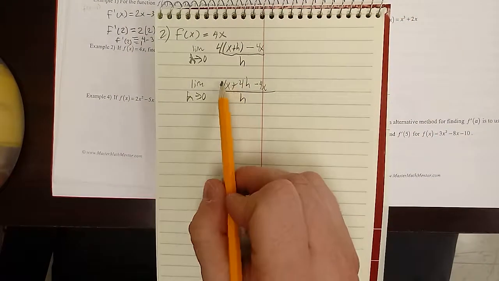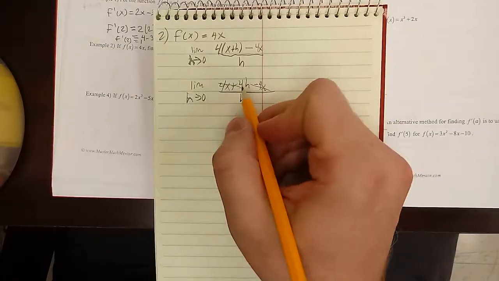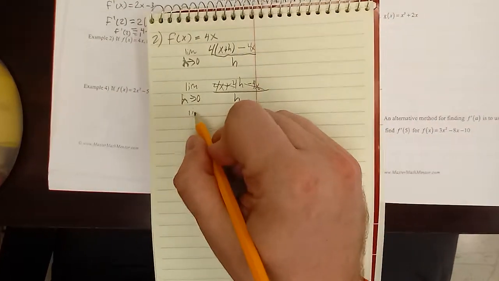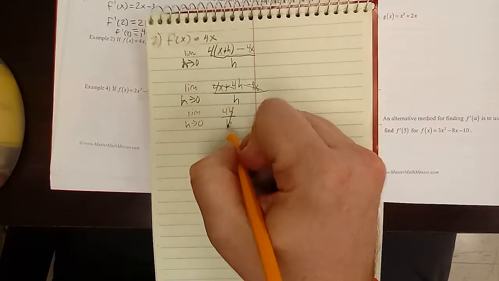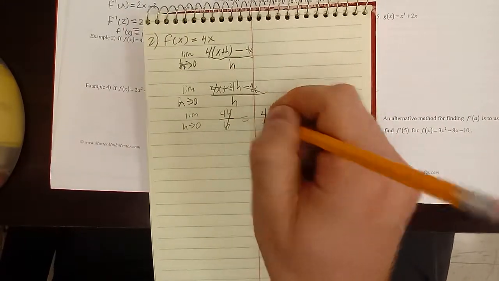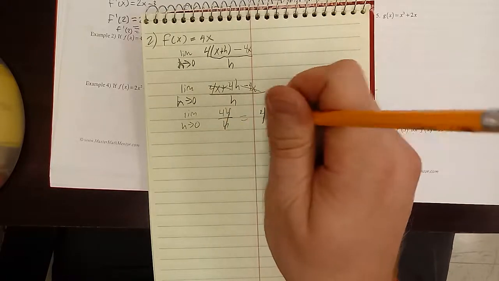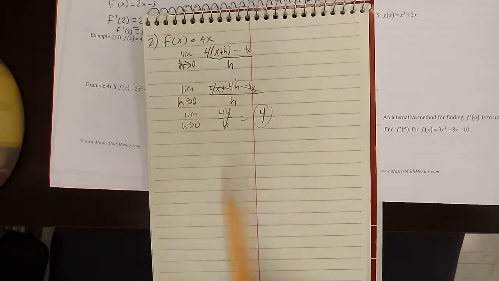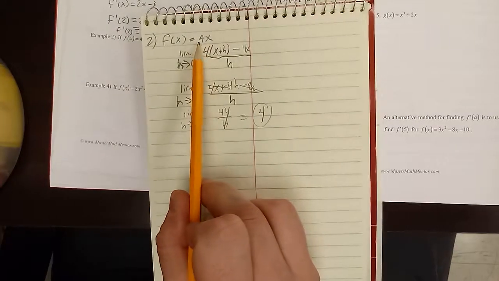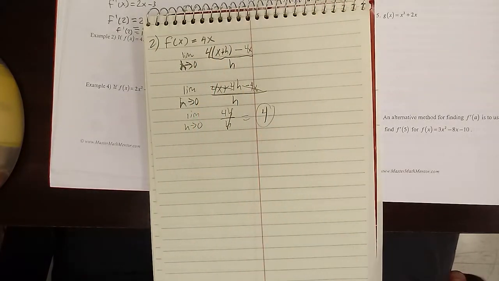Well, hey, would you look at that? The 4x's cancel. Now we've just got the limit as h goes to 0 of 4h over h. The h's cancel. It equals 4. The limit as h goes to 0 of 4. Plug in 0. It's still 4. The limit's 4, because the slope of this is 4 no matter what the x value is.